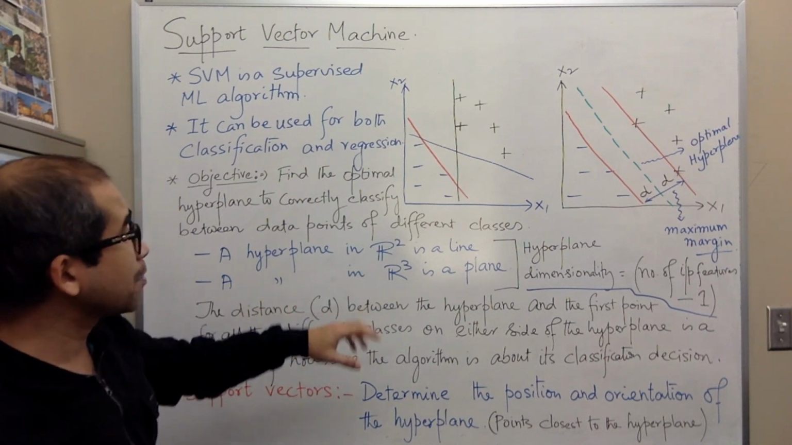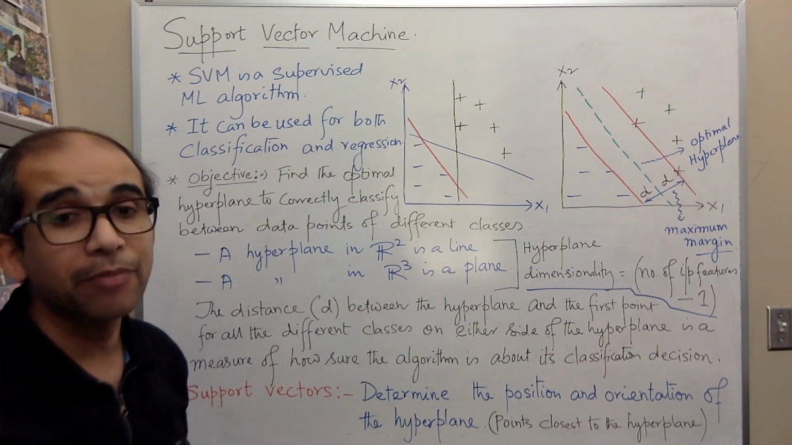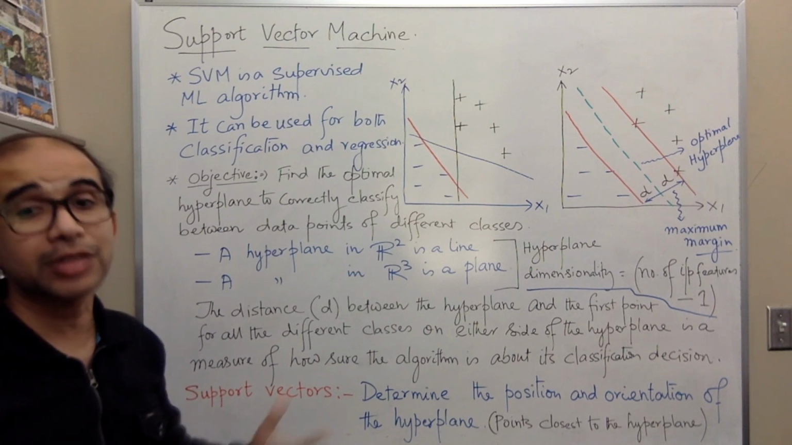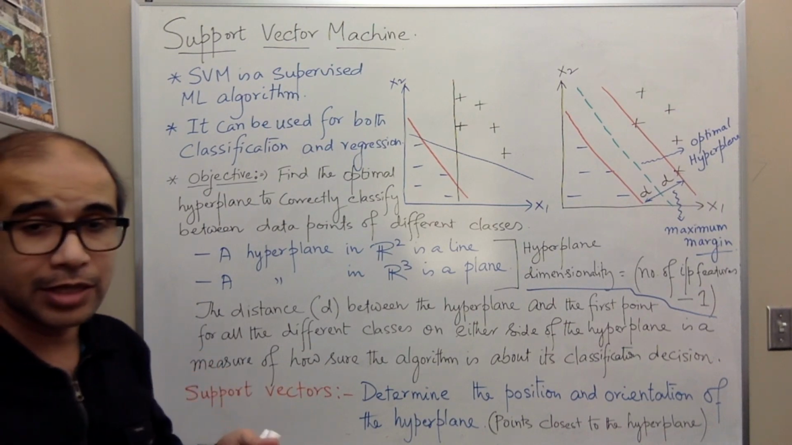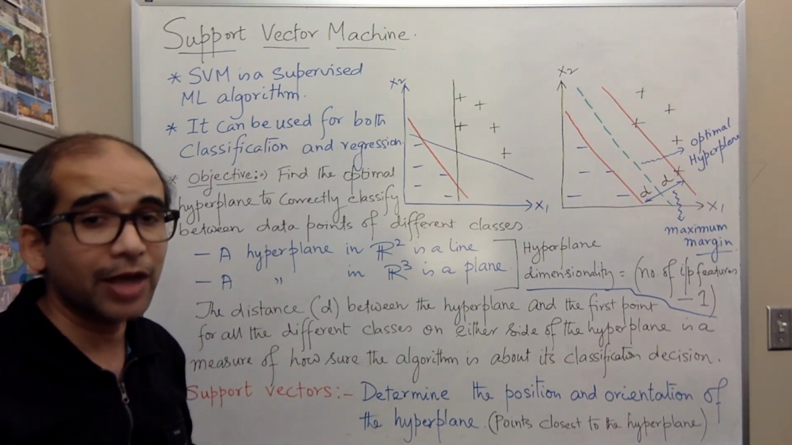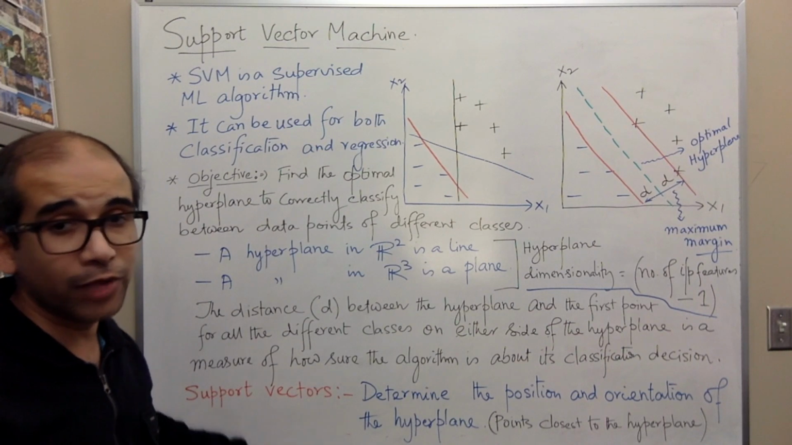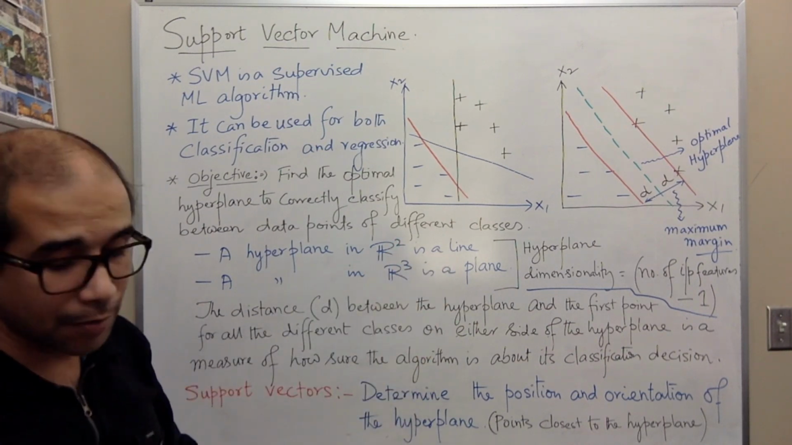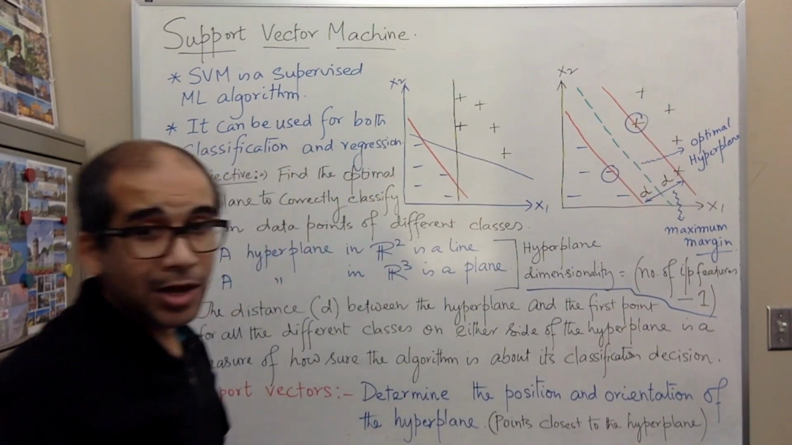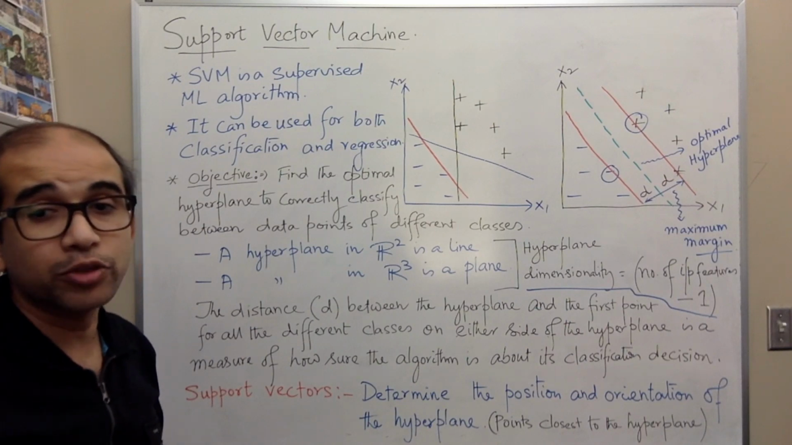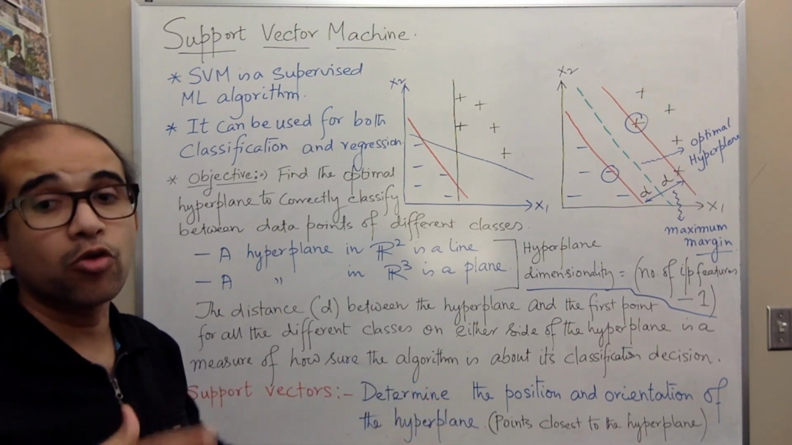The distance between the hyperplane and the first point of each class on either side of the hyperplane is a measure of how sure the algorithm is about its classification decision. What does it mean? It means that the wider the margin is, the easier it is to classify where a particular point should land, which group it should be classified into. The support vectors are the points closest to the hyperplane, as I've already said. This is a support vector, this is a support vector, and they determine the position and orientation of the hyperplane. So the support vectors are very important.